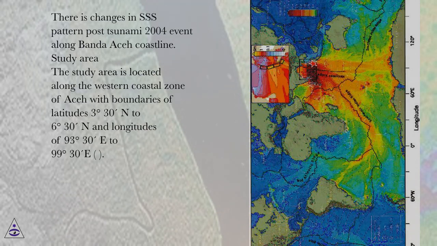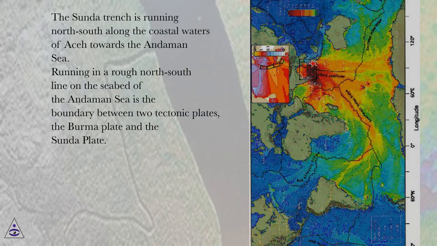Study area. The study area is located along the western coastal zone of Aceh with boundaries of latitudes 3 degrees 30 N to 6 degrees 30 N and longitudes of 93 degrees 30 E to 99 degrees 30 E. The Sunda Trench is running north-south along the coastal waters of Aceh towards the Andaman Sea. Running in a rough north-south line on the seabed of the Andaman Sea is the boundary between 2 tectonic plates, the Burma Plate and the Sunda Plate.